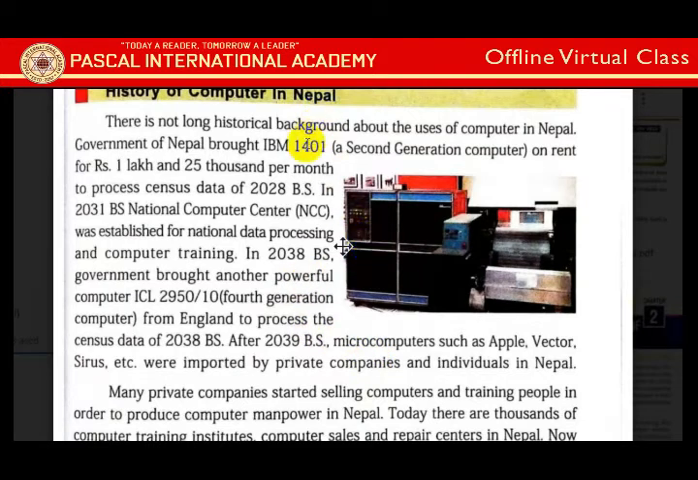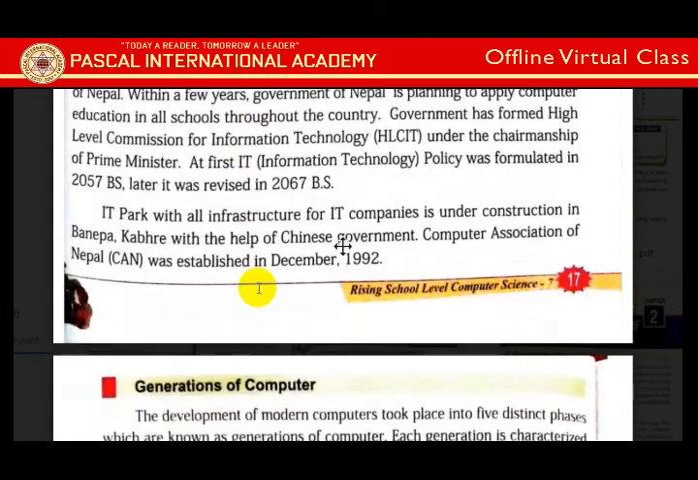The first point is that there is not a long historical background of the use of computers in Nepal. The Government of Nepal brought the IBM 1401, a second generation computer, on rent for rupees 1,25,000 per month. At that time 1,25,000 is like more than a crore today. So just read all of this, the history of the computer.